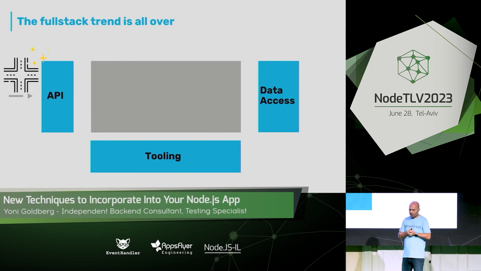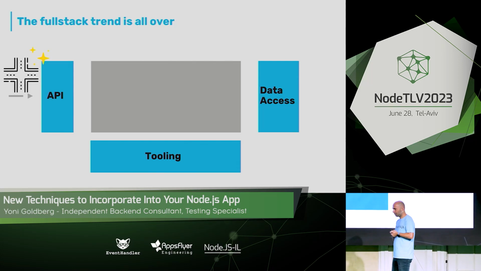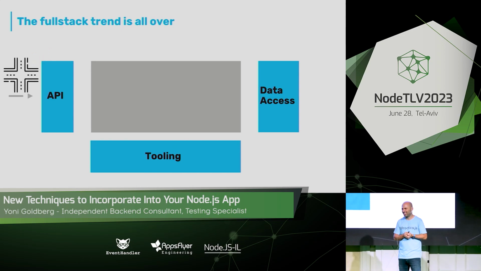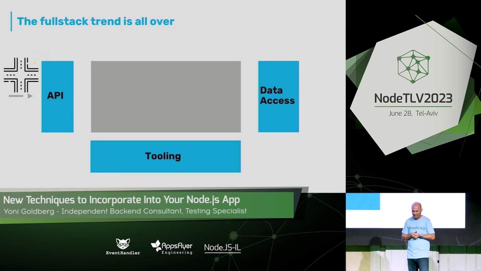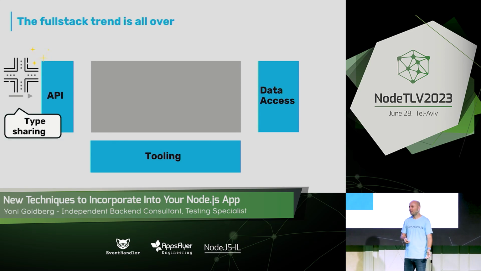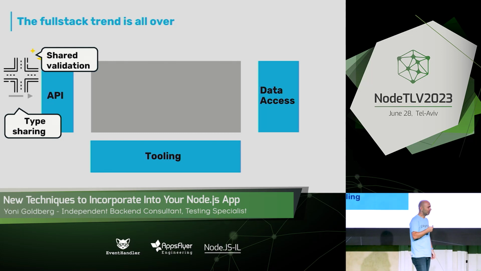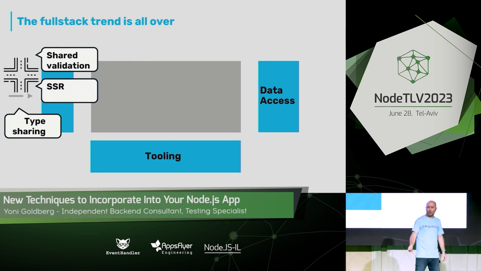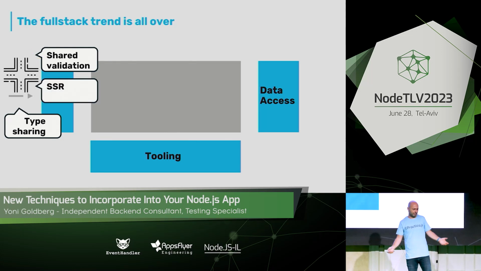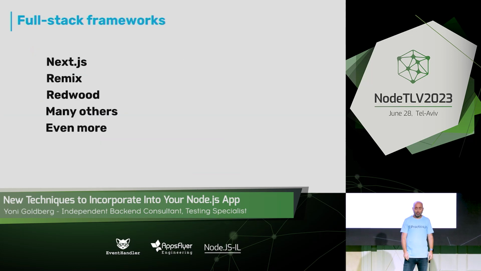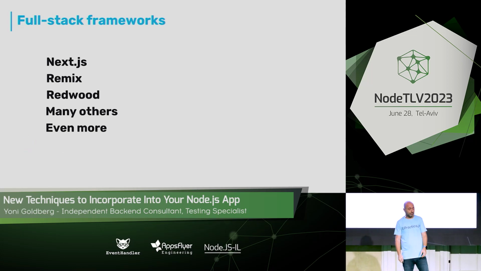And I think we have covered backend frameworks, but now we have another thing to think about, which is full stack. Now we have to take care of the front end as well. Why? Because we have things like type sharing, shared validation, shared authorization, progressive rendering, and a lot of, I don't know, new words that I don't even understand. And the market is not short of tooling, like Next.js, Remix, and others.